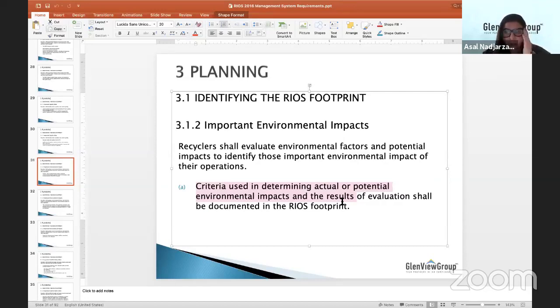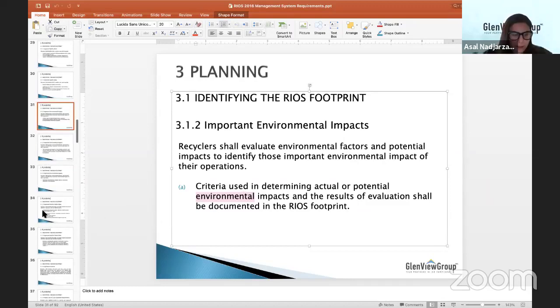Yeah, the reason I asked that is to point out that at that point, your criteria has changed. So this document, wherever you've documented the criteria used in determining the actual or potential environmental impacts, needs to be addressed and updated as appropriate. Yeah, I mean, you could lower the criteria at that point, or you could keep it high and just treat the highest scoring environmental impacts as important.